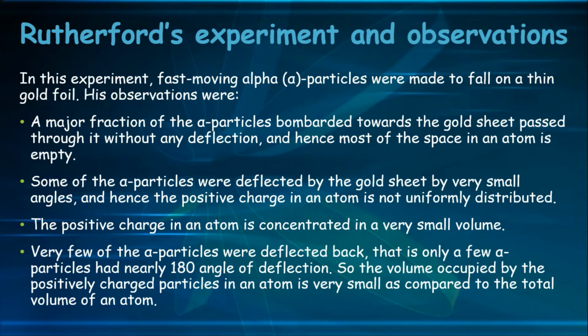Very few of the alpha particles were deflected back, that is, only a few alpha particles had nearly 180 degrees of deflection. So the volume occupied by the positively charged particles in an atom is very small as compared to the total volume of an atom.